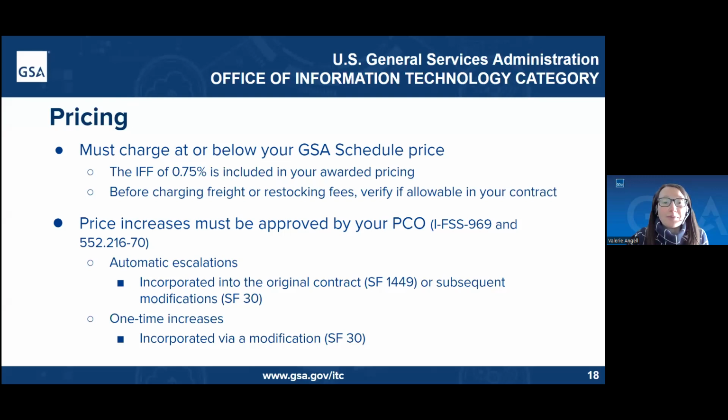Now, the other option is one-time increases, and these would be required to be incorporated via a modification. It would not be automatic, and that typically happens if you have the EPA clause, either 552.216-70 or IFSS 969 B2. So just be aware of what EPA clause is within your contract and how you can either request price increases or if they will automatically occur based on the anniversary date of your contract. Next slide.